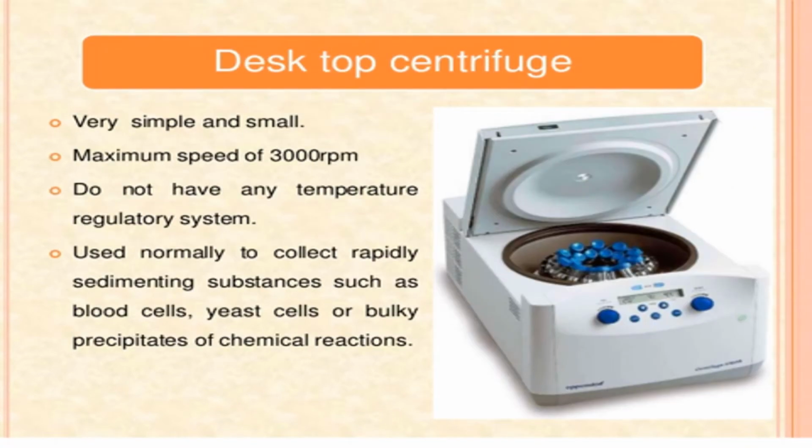Desktop centrifuge is very simple and small. Its maximum speed is 3000, and some are 3000 to 5000 rounds per minute. Microfuges and desktop centrifuges both have no temperature regulatory system. They are normally used to collect rapidly sedimenting substances such as blood cells, yeast cells, or bulky precipitate, plasma, and others.